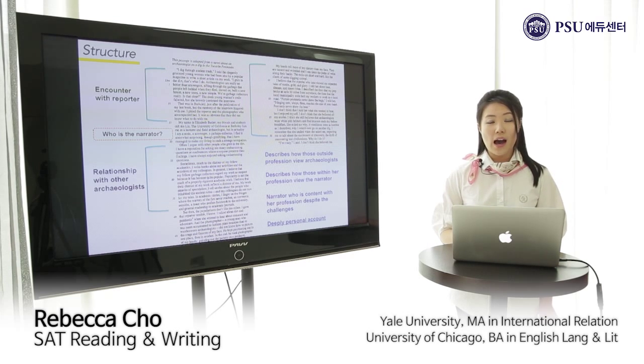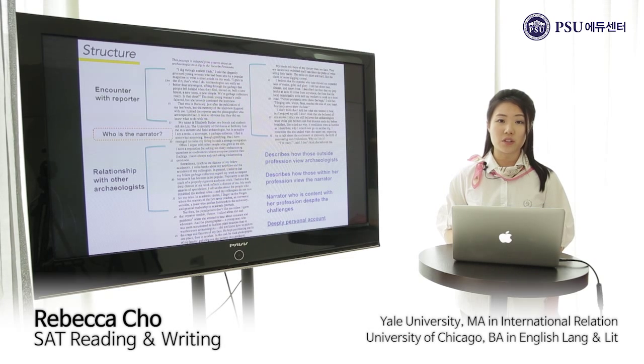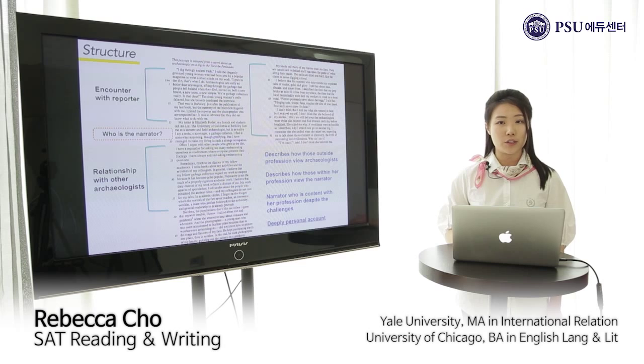Also, after you read this passage, it's important for you to have caught the number of I's in it, which definitely hints at the intention of the author. The narrator here is describing a subjective and deeply personal account. She's not speaking about archaeologists in general, and she's not speaking about journalists. She's speaking about her own personal experience in archaeology.